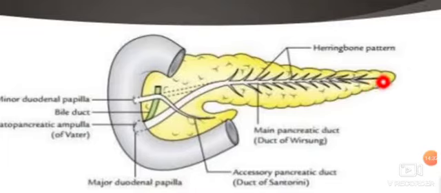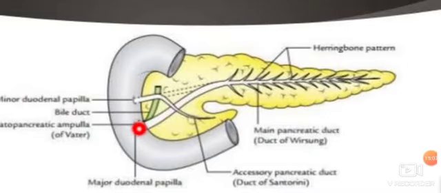Taking the main pancreatic duct, it begins from the tail of the pancreas, runs through the body and enters the head. When it reaches the head, it joins with the bile duct. The bile duct comes from the liver. So this bile duct and the main pancreatic duct together form the hepatopancreatic duct or hepatopancreatic ampulla. This hepatopancreatic duct opens into the second part of the duodenum at the major duodenal papilla.